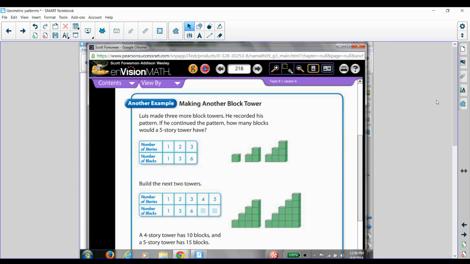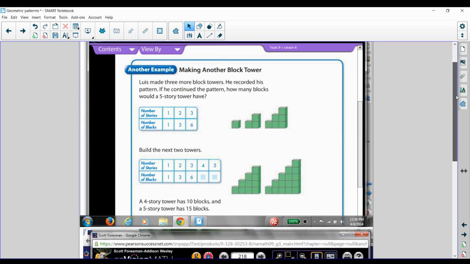Okay, so what I've done is I've taken a screenshot of your page. So this is page 218, and you can follow along in this another example. So in another block tower, very similar to the one that I showed you on the first screen. Okay, so Lewis made 3 more block towers. He recorded his pattern. If he continued the pattern, how many blocks would a 5-story tower have?